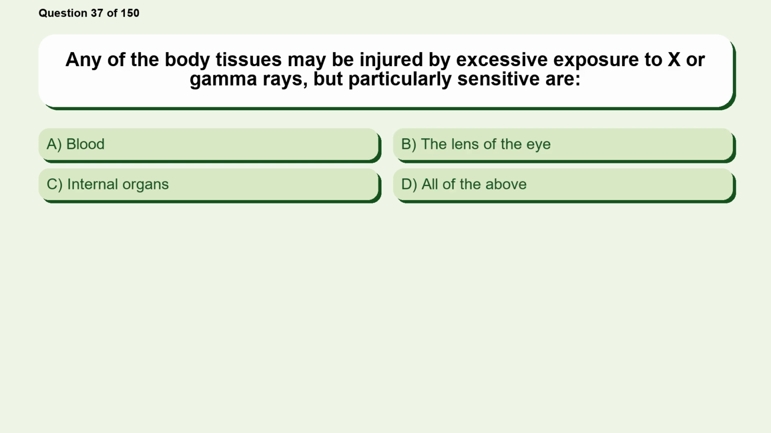Question 37. Any of the body tissues may be injured by excessive exposure to X or gamma rays, but particularly sensitive are Option A, blood. Option B, the lens of the eye. Option C, internal organs. Option D, all of the above. The correct answer is option A, blood.